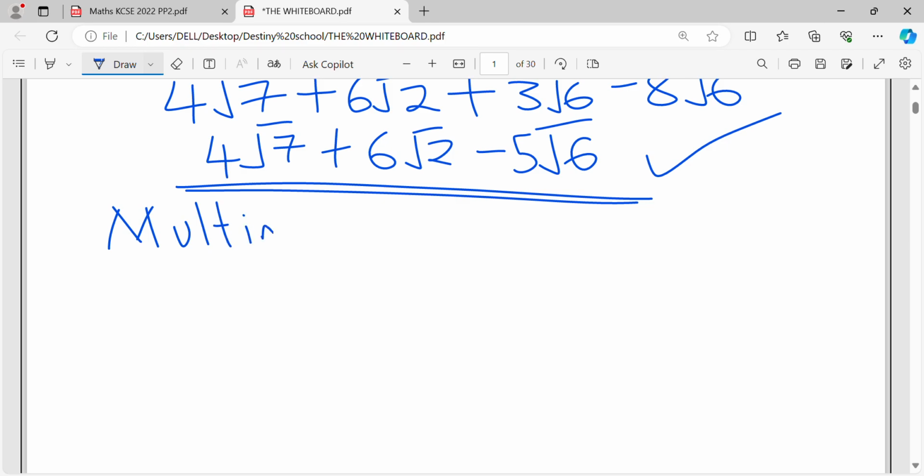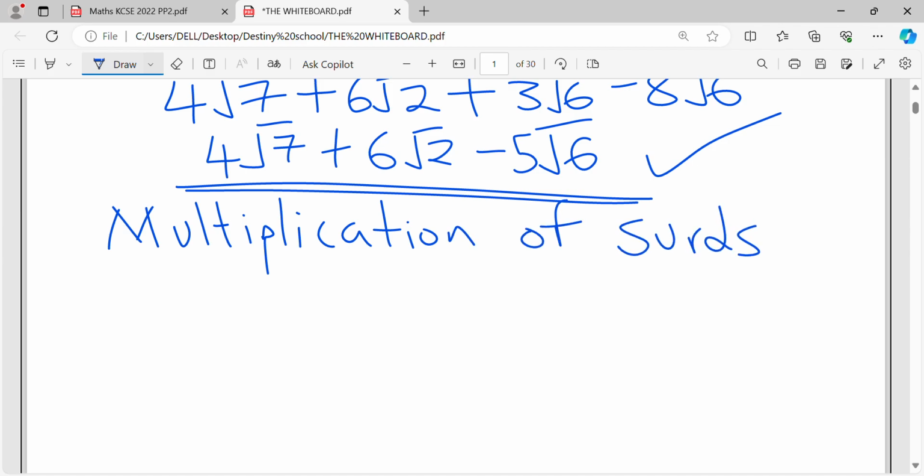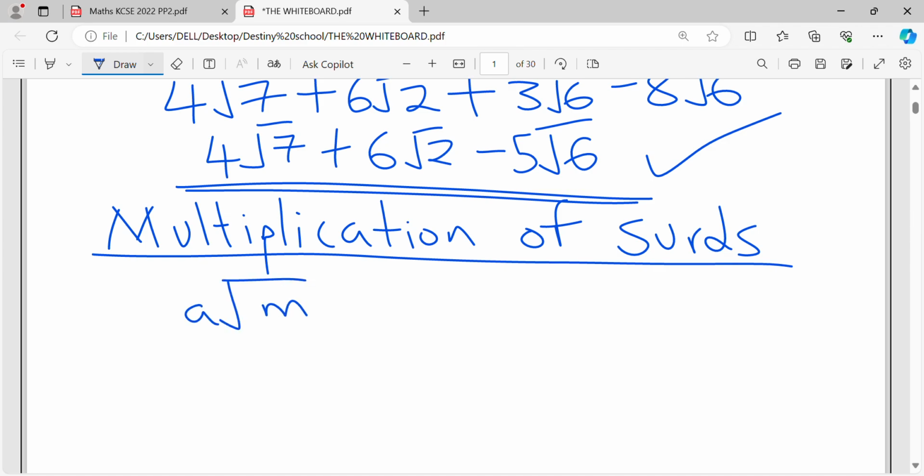Let's talk about how you multiply surds. Let's talk about multiplication of surds. So when you're talking about multiplication of surds, how do you multiply surds? Unlike addition and subtraction, in multiplication of surds, you don't care whether what is inside the root is the same as what is inside the root of the other. No. In multiplication of surds, you don't consider that. You just multiply. You can multiply anything.